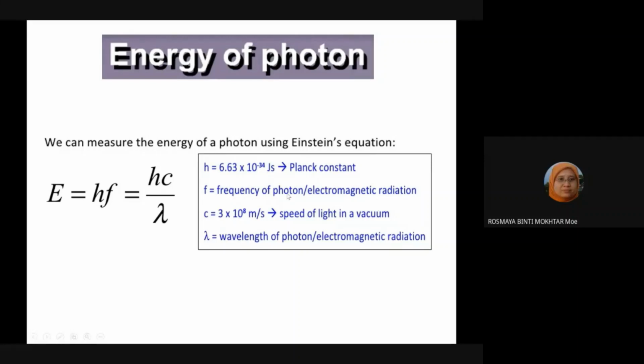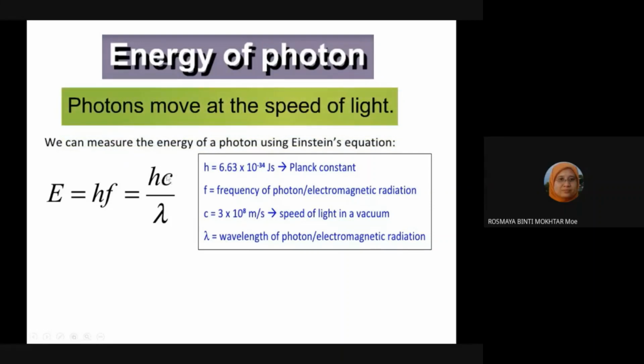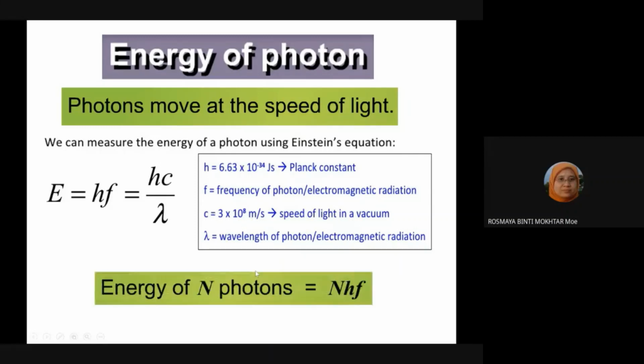f is the frequency of the photon or any electromagnetic radiation, and c is 3 times 10 to the power of 8 meter per second. This is the speed of light in vacuum, or the speed of electromagnetic radiation. Lambda is the wavelength of the photon. Photons move at the speed of light, so that's why we use the c value 3 times 10 to the power of 8 meter per second. If we have n photons, then it is n times hf.